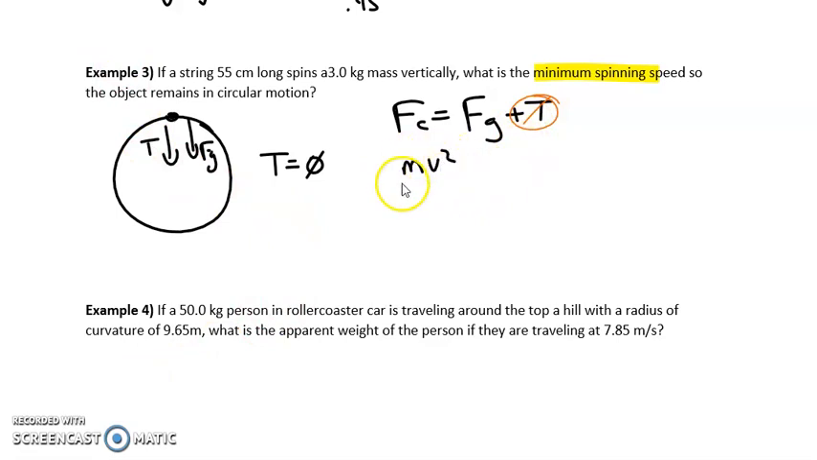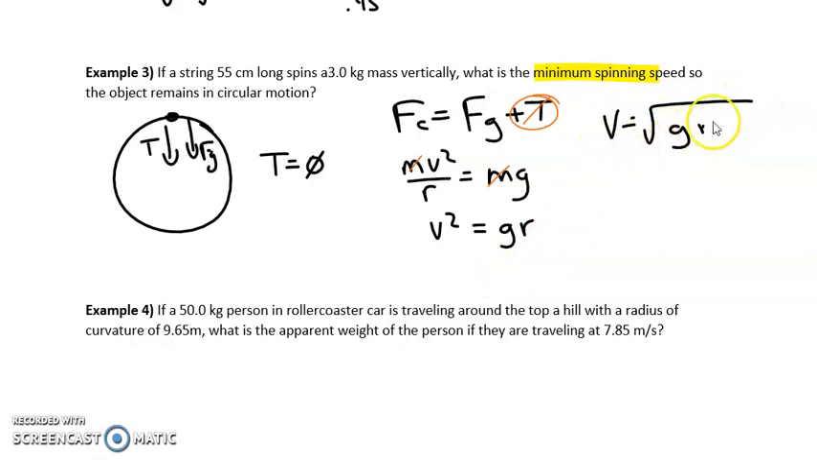So mv squared over r is equal to mg, and at this point you probably can even realize that I can divide both sides by mass and it cancels out because it is in every single one of the terms. And so we can divide it out. We're still looking for v squared, but we're going to multiply by radius. And so v is equal to the square root of gr, which means square root of 9.81 multiplied by 0.55. That is the given radius of the string.